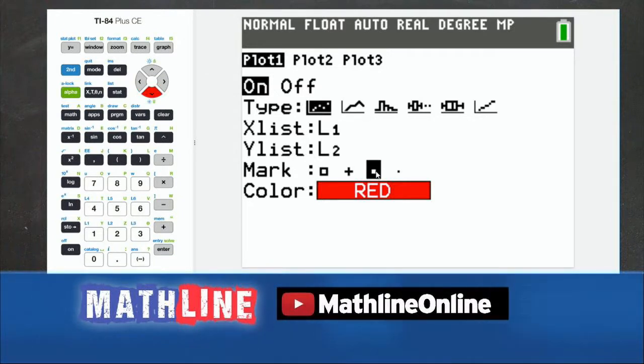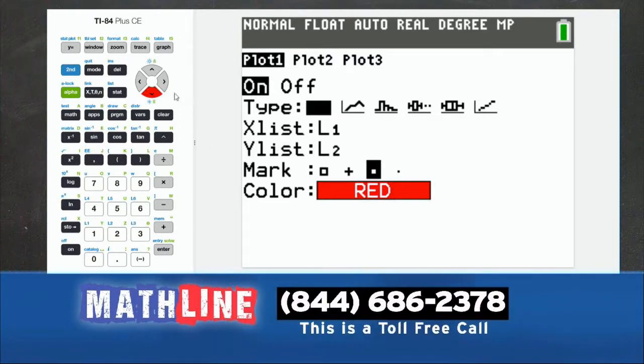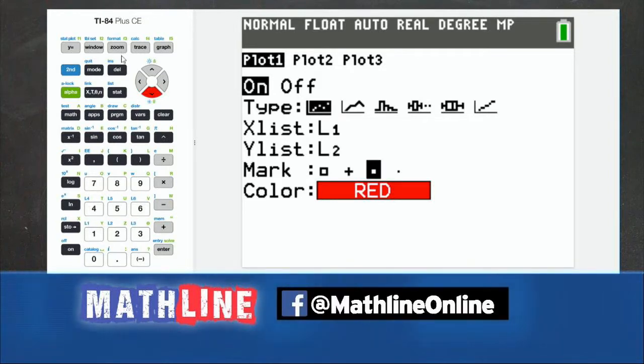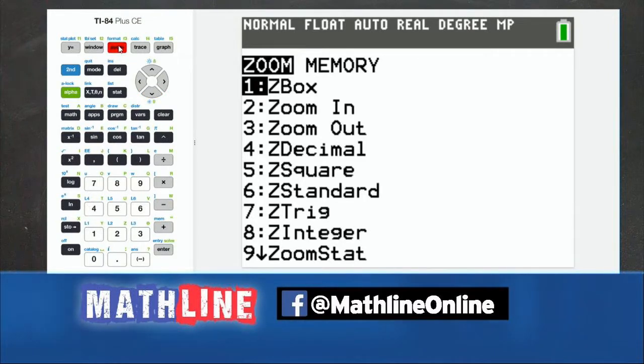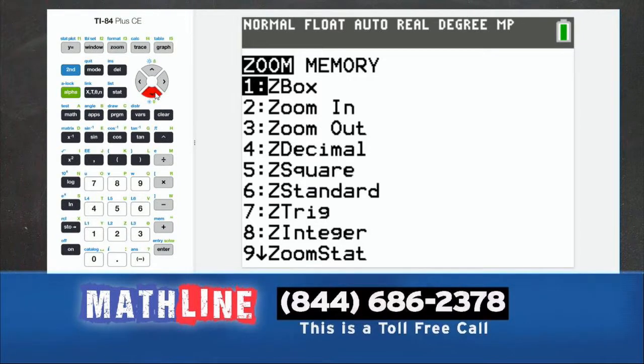So please, that's what's going to happen. We're going to take a look at it now, and the color is red. Isn't that nice? So let's do this. And to see what it looks like, we're going to use a little trick here. It's called the zoom key. Look where I am here. I'm going to hit zoom, and we're going to go to number 9.